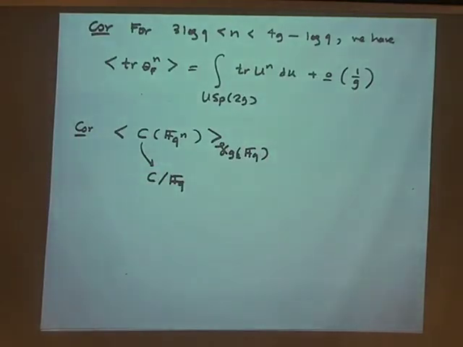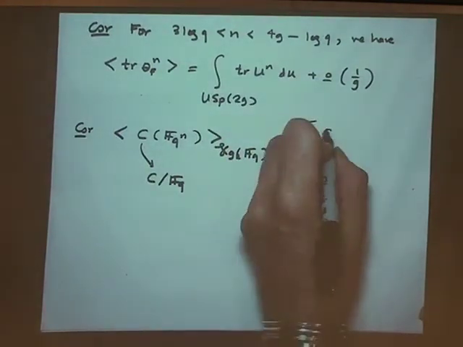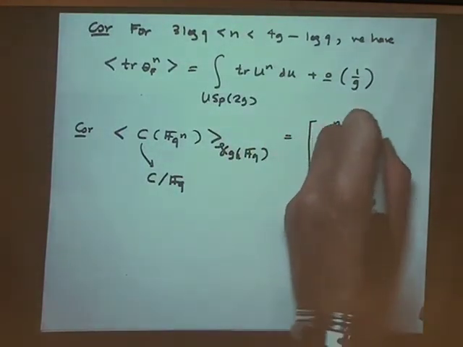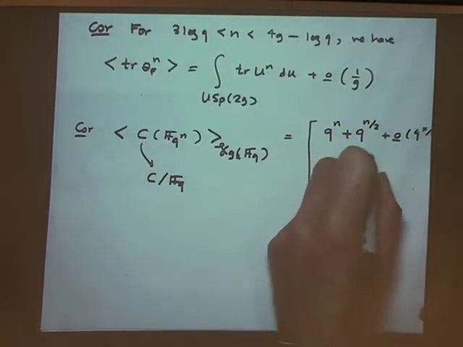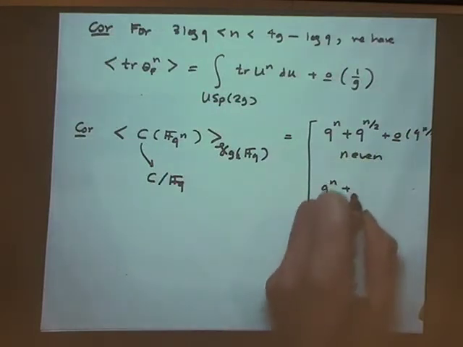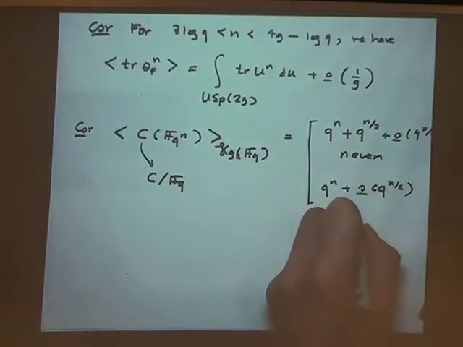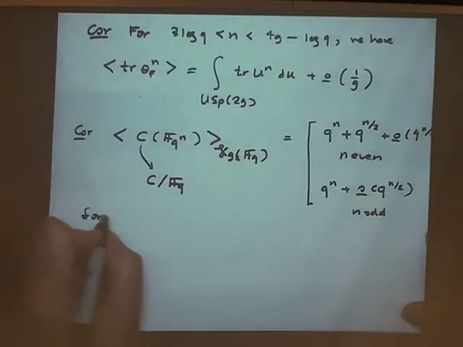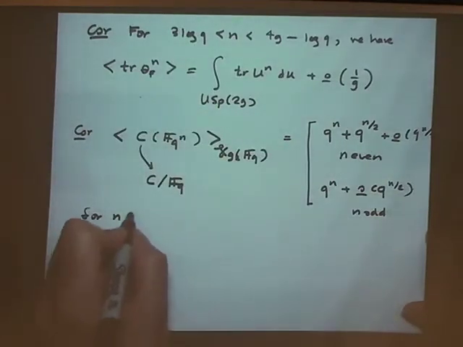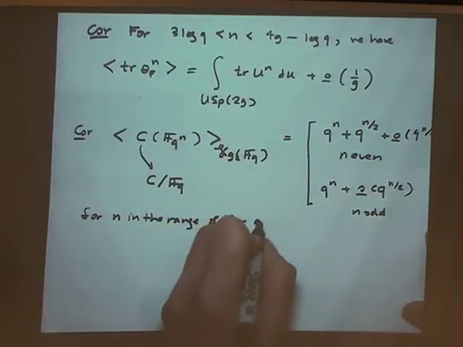So my main point is my hyperelliptic curves are defined over FQ, and then I look at the average number of points. So here there's a normalization. This average number of points is going to be Q to the n plus Q to the n over 2 plus small o of Q to the n over 2 when n is even, and this is Q to the n plus small o of Q to the n over 2 for n odd. Okay? And this is, of course, for n in the correct range, so for n in the range of the corollary above.